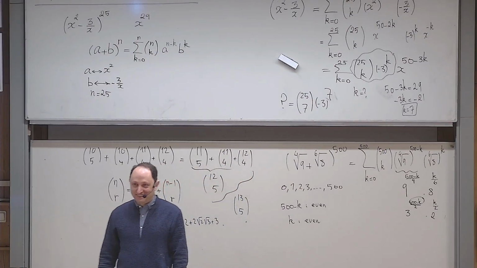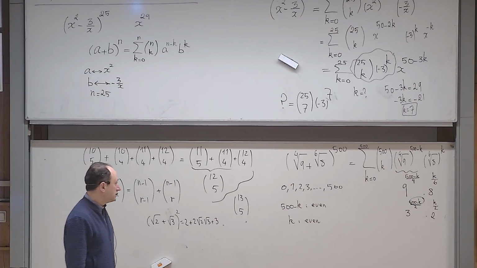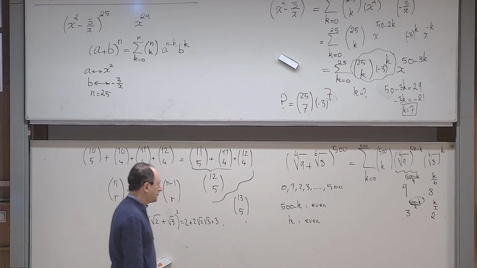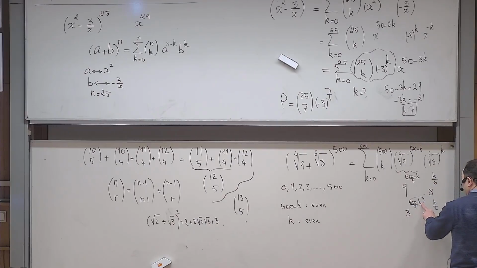But yes, it's not (500 minus k) over 2 that needs to be even, or... Ah, yes. No. That's why. So here, no, this should be even. Yes, because the denominator of 500 minus k is 2. The denominator of k is 2. If this one is even, I get rid of the fraction form.